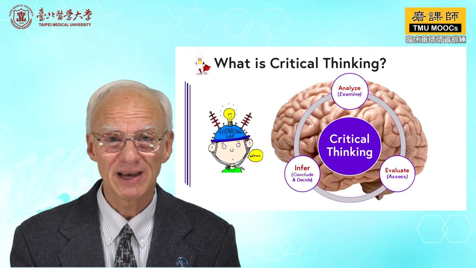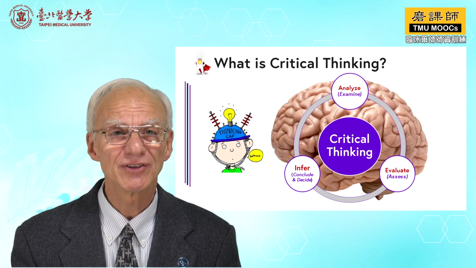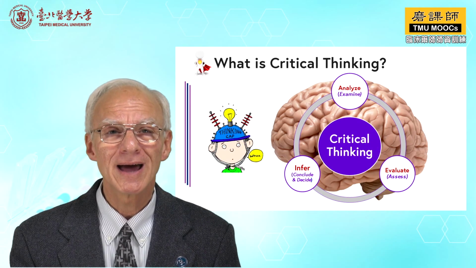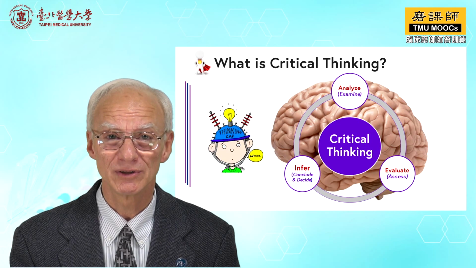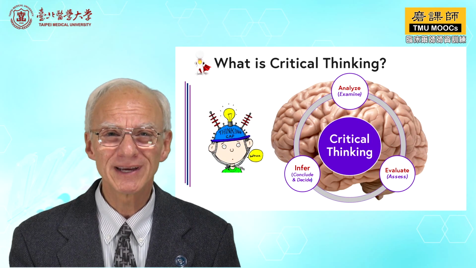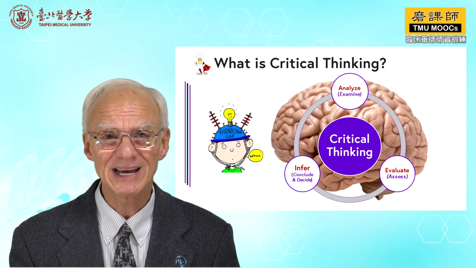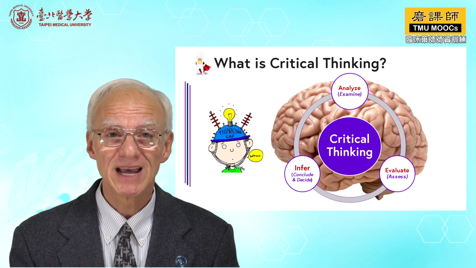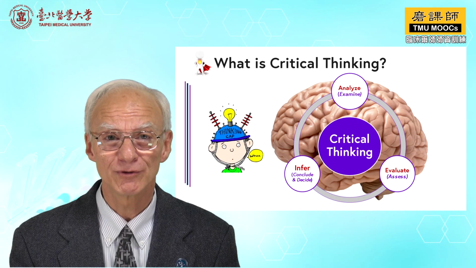And lastly, after the student analyzes and evaluates the information, the last thing is inference, or to conclude, to form a hypothesis or make decisions about the information. So in summary, critical thinking is simply a three-step process in which students should be engaged in analyzing information, evaluating information, and then forming conclusions or making decisions about that information.